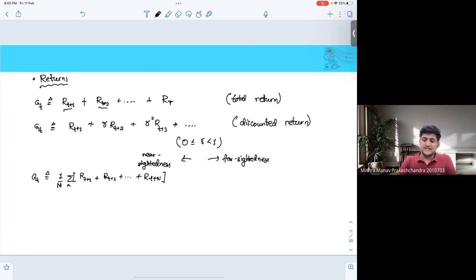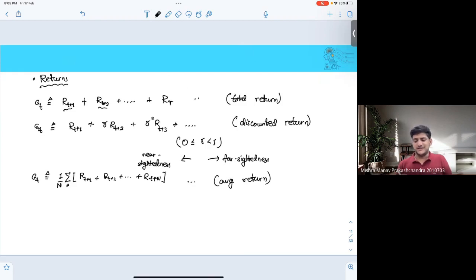We sum it over all the N and multiply it by 1 by N. So this gives us some kind of an average return setting. That means over some finite time period, I'm trying to find out the return and I average over it. Note that this is again similar to the total return, just that I'm multiplying it by the 1 by N term.